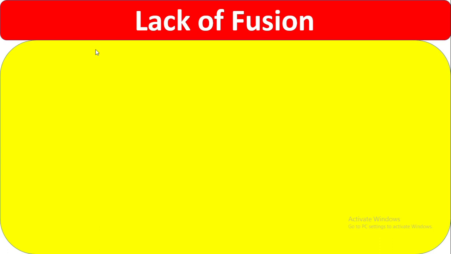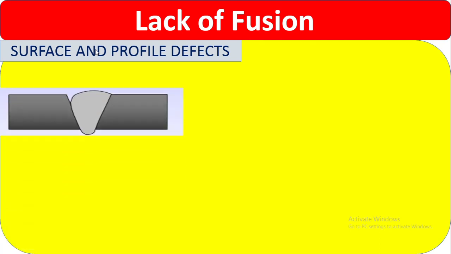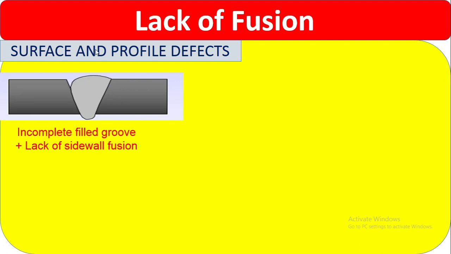Now lack of fusion. For lack of fusion, there are so many defects. Lack of fusion, surface and profile defects. There are so many defects because of which there is no fusion. So you can see here incomplete filled groove plus lack of sidewall fusion, which is a surface and profile defect. You can see it visually.